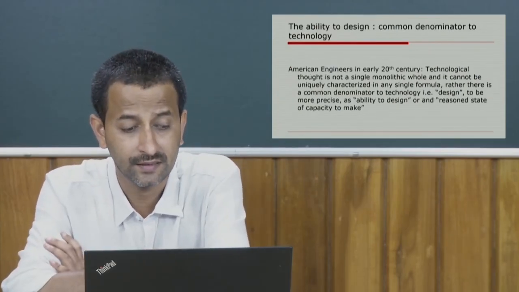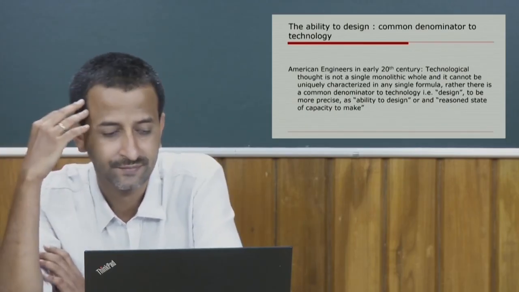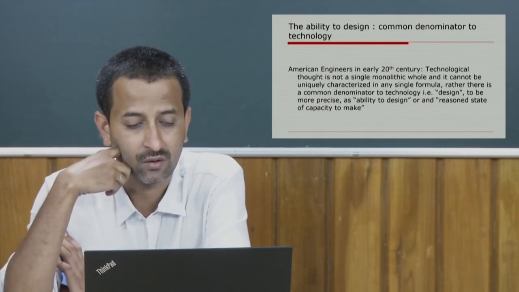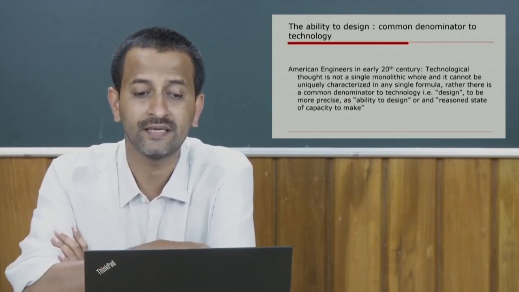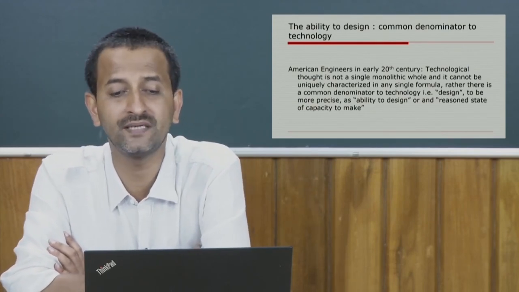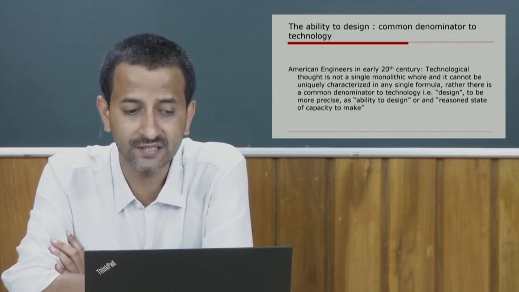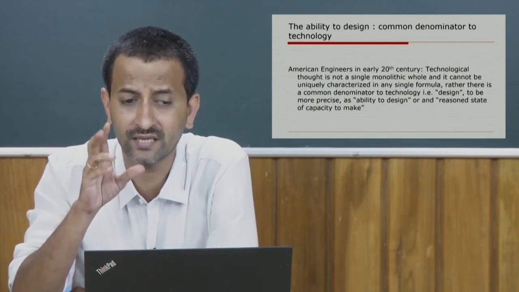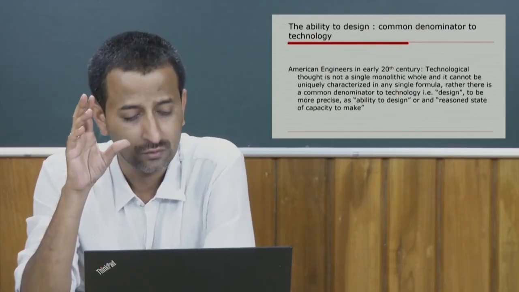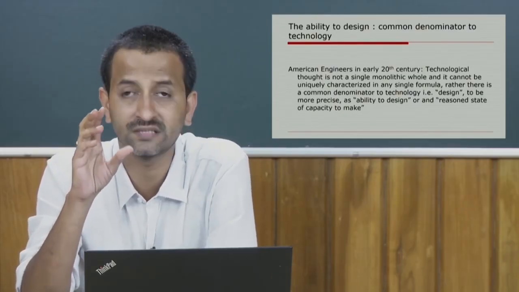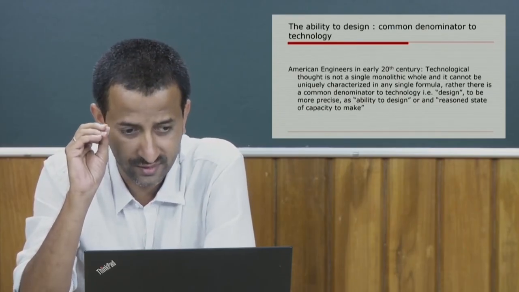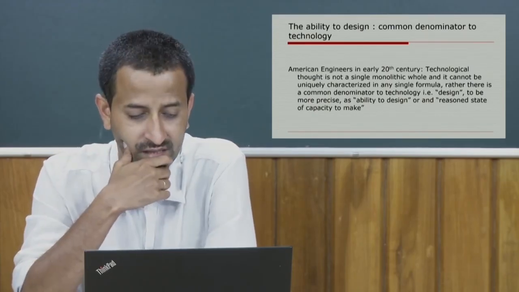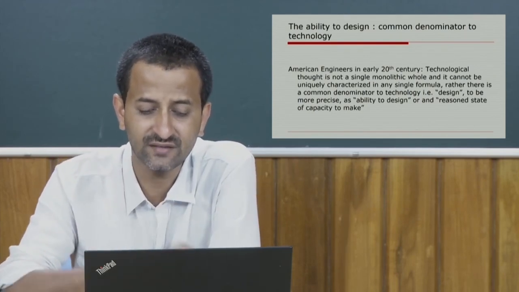Okay. Then we need not assume here that technological thought is a single monolithic whole or entity, or that it can be uniquely characterized in any single formula. Rather, there is a common denominator to technology, that is, design to be more precise, or ability to design, or reasoned state of capacity to make. Yet, it does have characteristics which differentiate it from science.